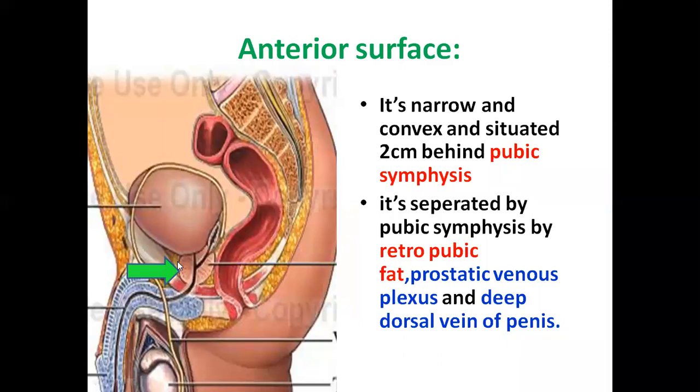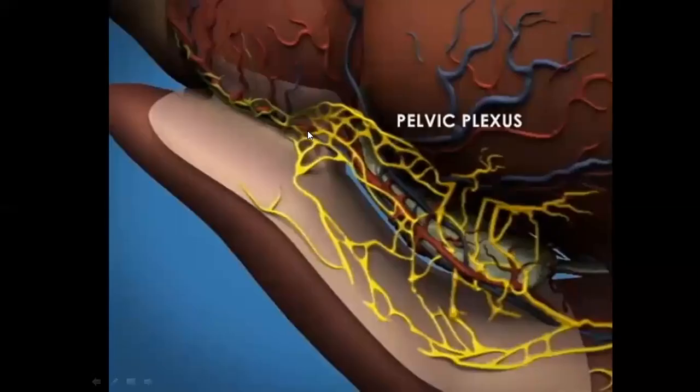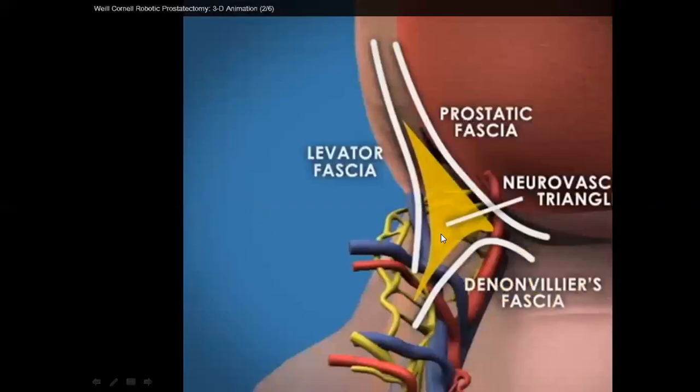Now coming to the anterior surface, we know the anterior surface pretty well, it is present behind the pubic symphysis. It's narrow and convex and it is situated 2 centimeters behind the pubic symphysis. It's separated from the pubic symphysis by retropubic fat. Here we also have the prostatic venous plexus and the deep dorsal vein of the penis. Okay, so this picture is showing us the rich pelvic venous plexus.